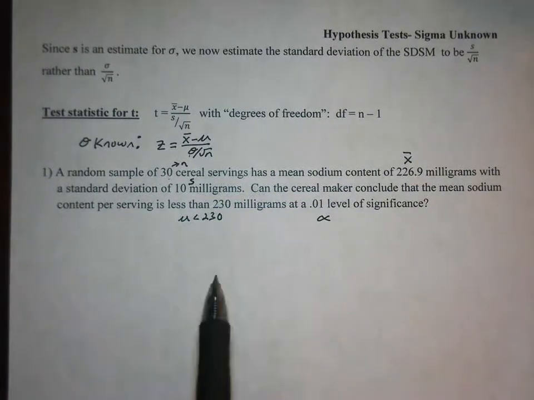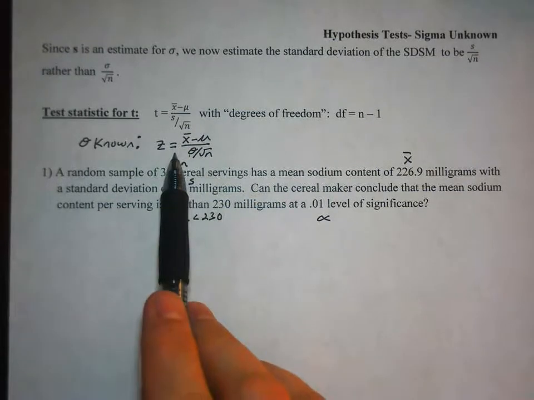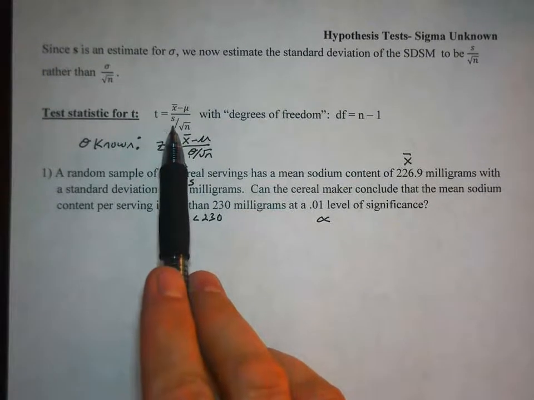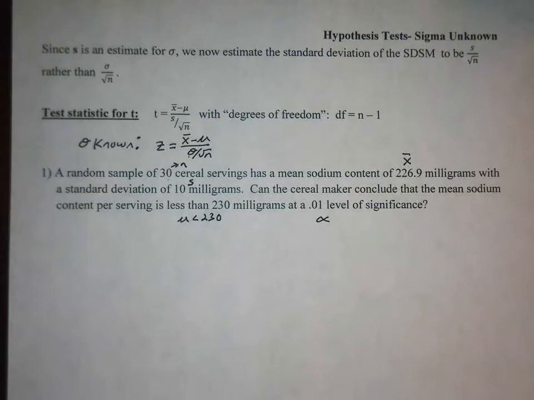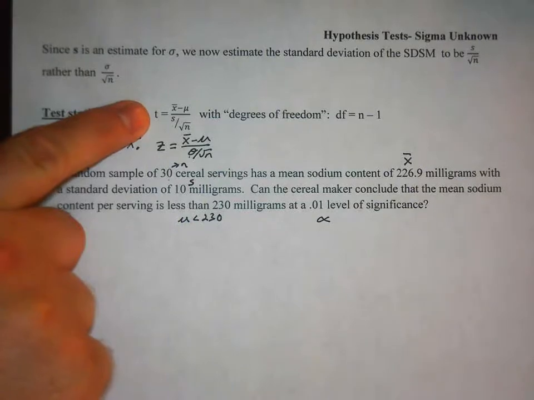From this point on, it's essentially the same thing as we've done before, except now instead of z, you're using t because you're given the sample standard deviation rather than sigma. But the steps for the hypothesis test are still the same. You set up your hypotheses, you create your rejection regions, you collect your data, you calculate your test statistic from that data, and then you make your decision about H0, the null hypothesis. So it's the same process as before, the only difference is now we have to worry about the t distribution.